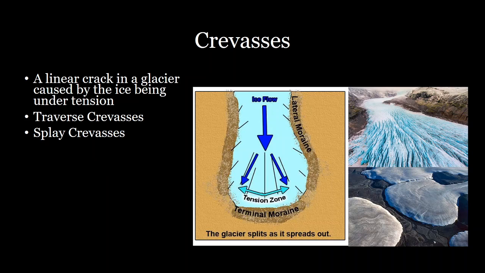Another important type of crevasse are splay crevasses. These are very common in Piedmont glaciers, for example. You can see all of these splay crevasses going out, and they're formed as the glacier spreads out over a region, and that spreading causes tension. So you have cracks going up the glacier from that source of spreading.